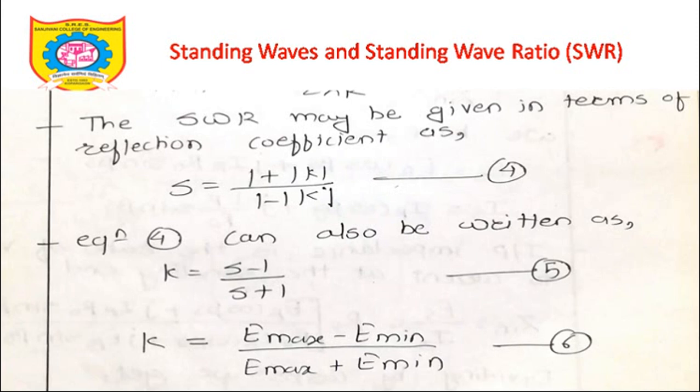Is it okay? So we also went through K in terms of S. K equals S minus 1 upon S plus 1, and the reflection coefficient K is equal to E max minus E min upon E max plus E min.